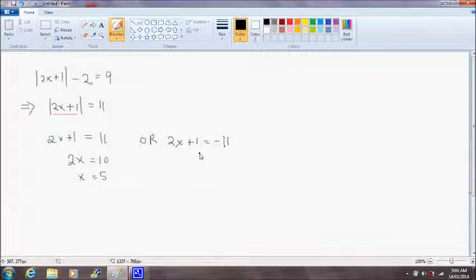And working through this one, subtracting 1 from both sides will give us 2x equals minus 12, and dividing both sides by 2 will give us x is equal to negative 6.